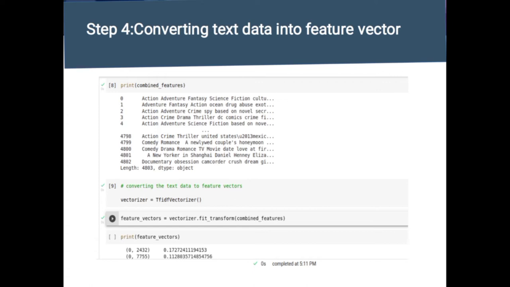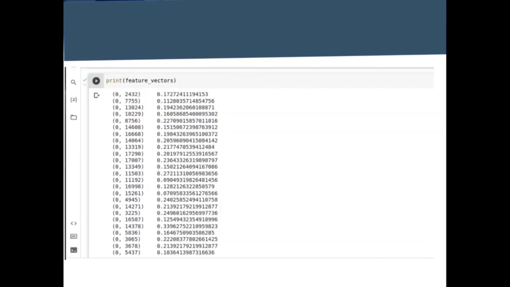Next, we print feature_vectors. Obviously it consists of all the numerical values, I mean feature vectors. Here you can see all the textual data from the combined features is converted into meaningful numbers, feature vectors.